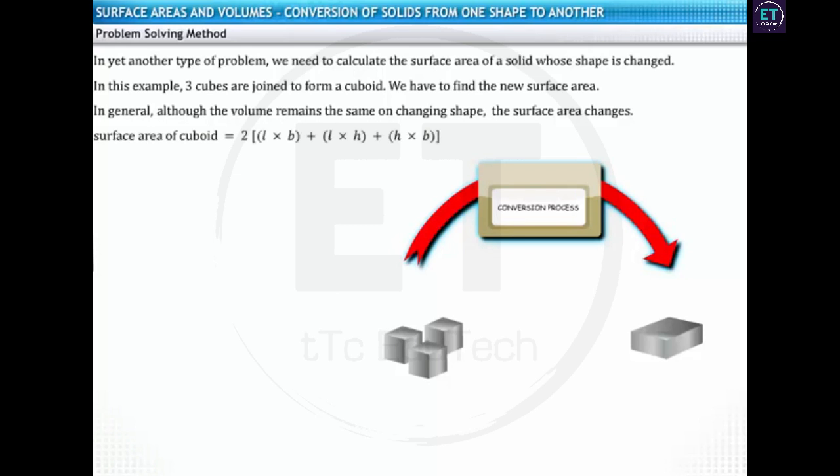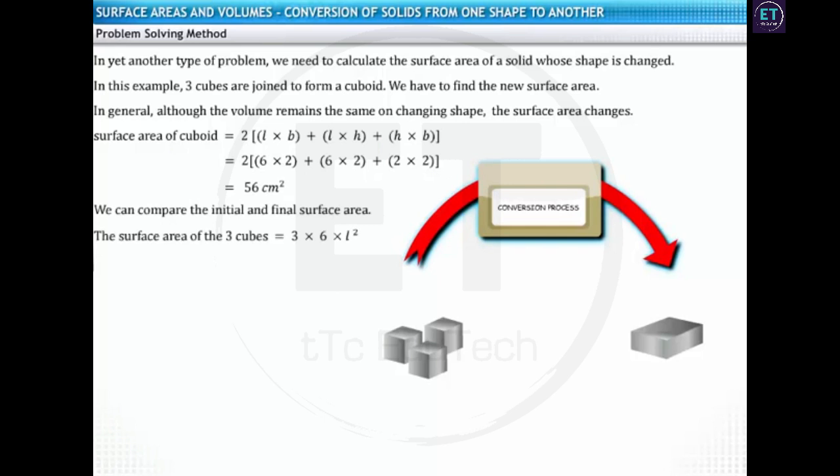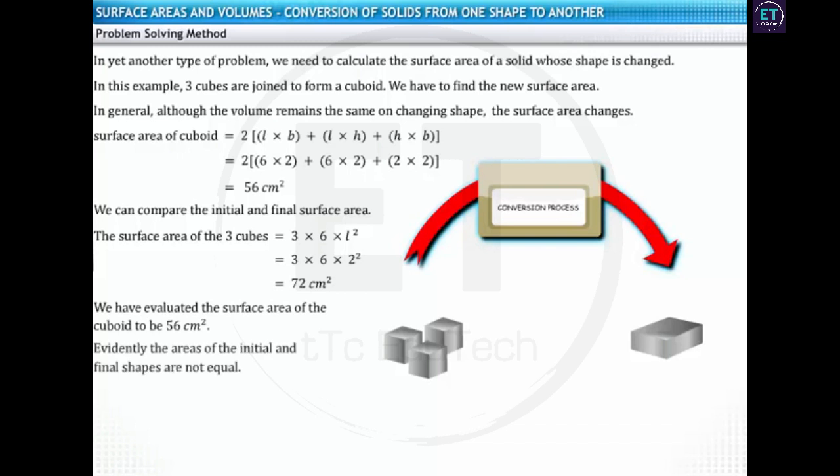We will use the standard formula to calculate the surface area for the resulting cuboid, which works out to 56 square centimeters. It is interesting to compare the areas for the initial and final shapes. The surface area for the 3 cubes is equal to 3 into 6 into L square, where L is the length of the side of a cube. This evaluates to 72 square centimeters. We have evaluated the surface area of the cuboid to be 56 square centimeters. As is evident, the areas are not equal.